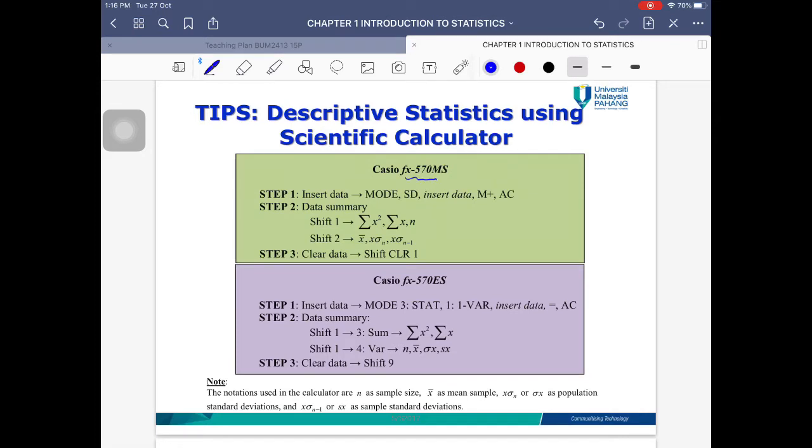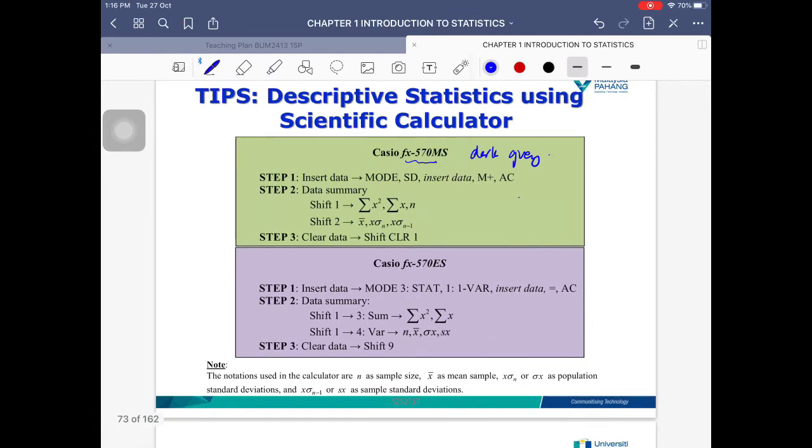Okay, so this is how you use your scientific calculator. If I am not mistaken, this is going to be the dark gray calculator. If you have this, then this is going to be the instruction that you have to follow.